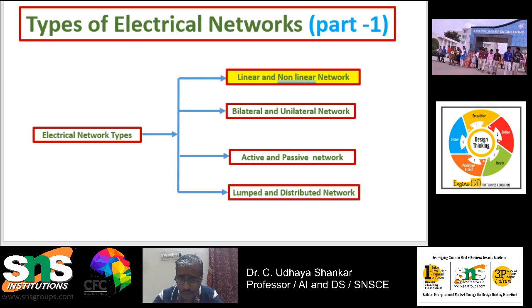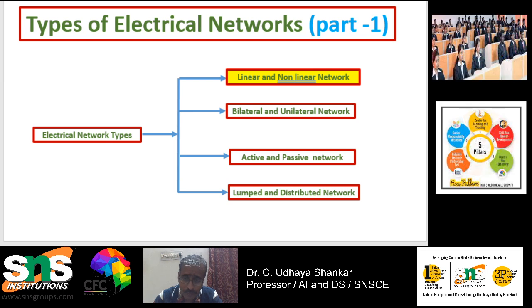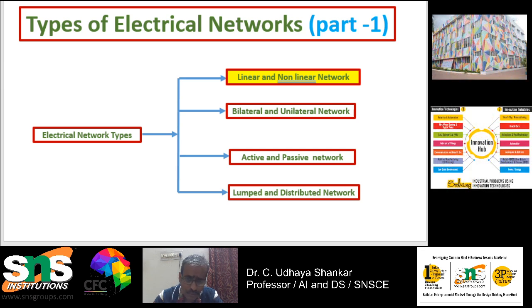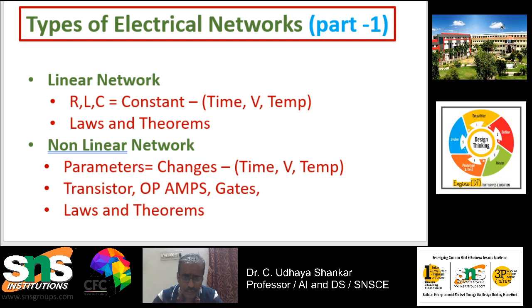In part 2, I will be explaining bilateral and unilateral networks. In part 3, I will be explaining active and passive networks. And in part 4, I will be explaining what a lumped and distributed network is. So let us go into today's topic: what do you mean by linear and non-linear network? This is part 1 of the types of electrical networks, and I will be explaining only the linear and non-linear network.